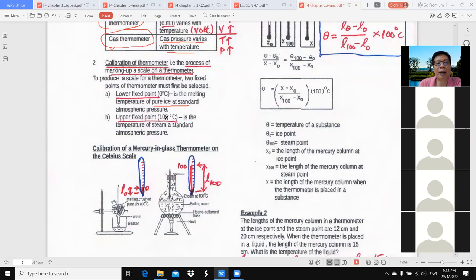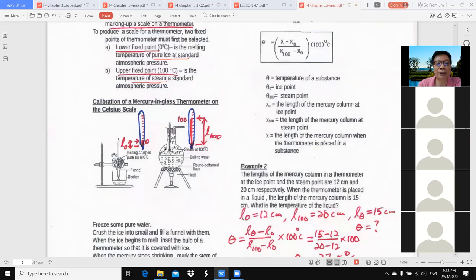Whereas the upper fixed point, 100 degree, is the temperature of steam, not hot water, not boiling water, it's steam. The temperature of the steam is the upper fixed point. The temperature of the melting point of pure ice is the lower fixed point. Okay, now you see the process here. I use this diagram to explain to you.